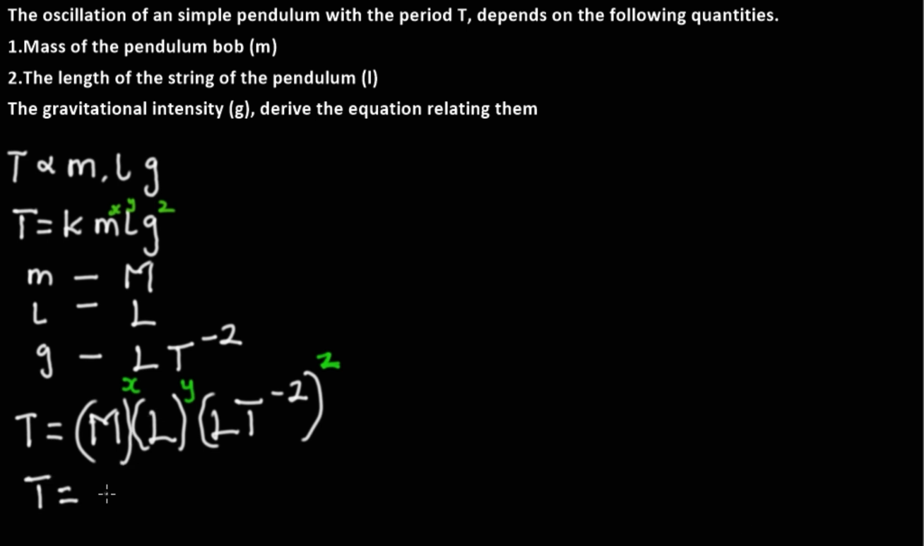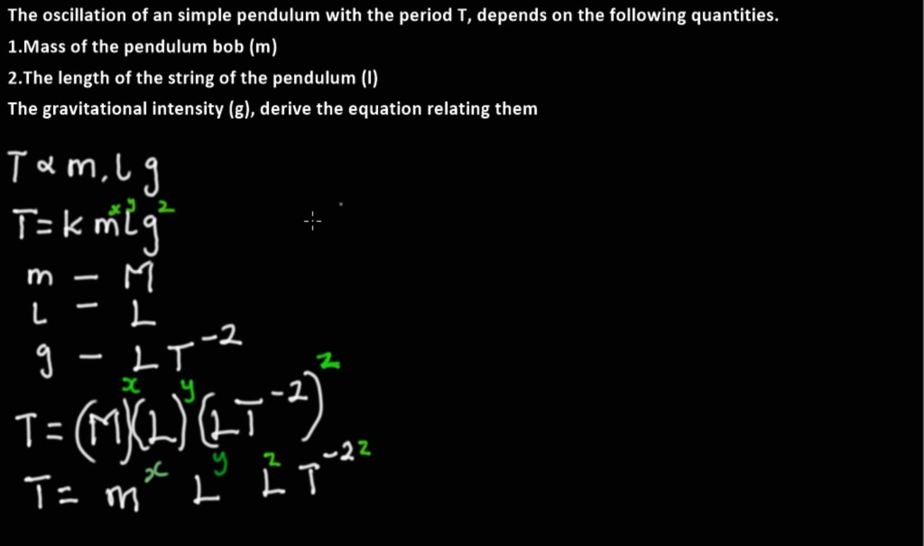T equals M^x, L^y, and for this z, L is going to be L^z, and T^-2 is going to be T^-2z.